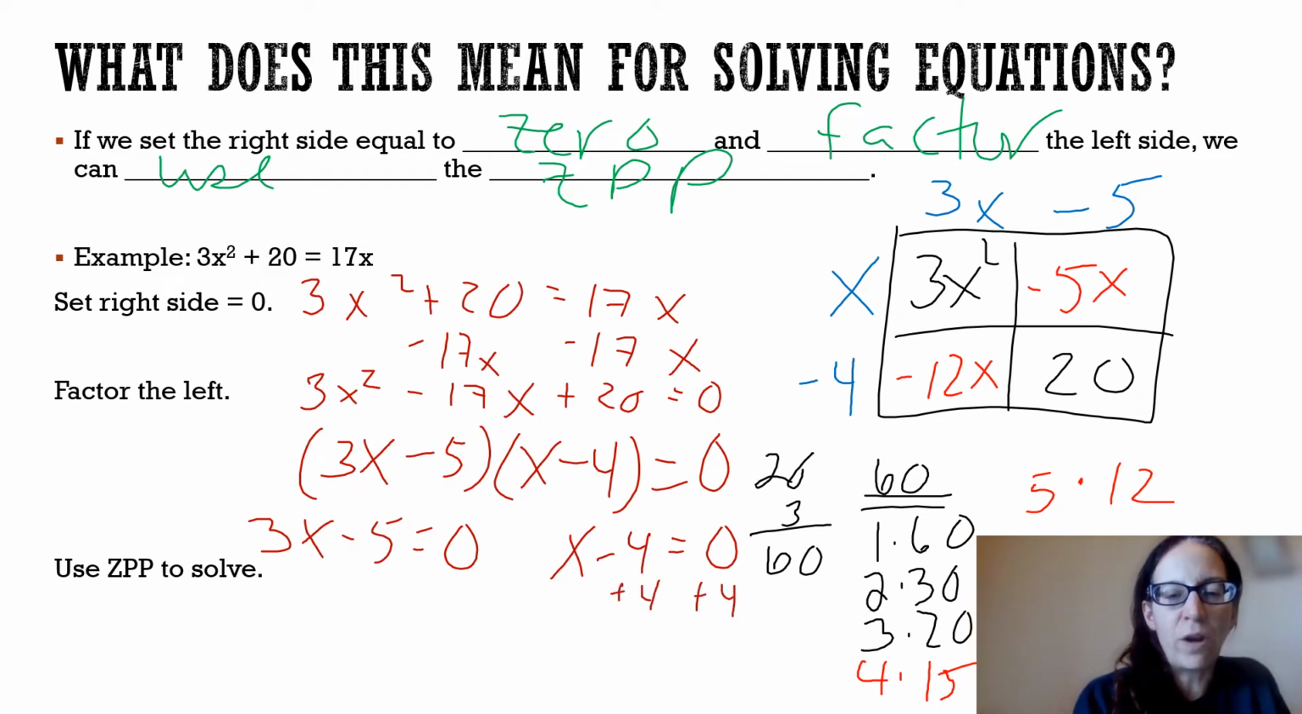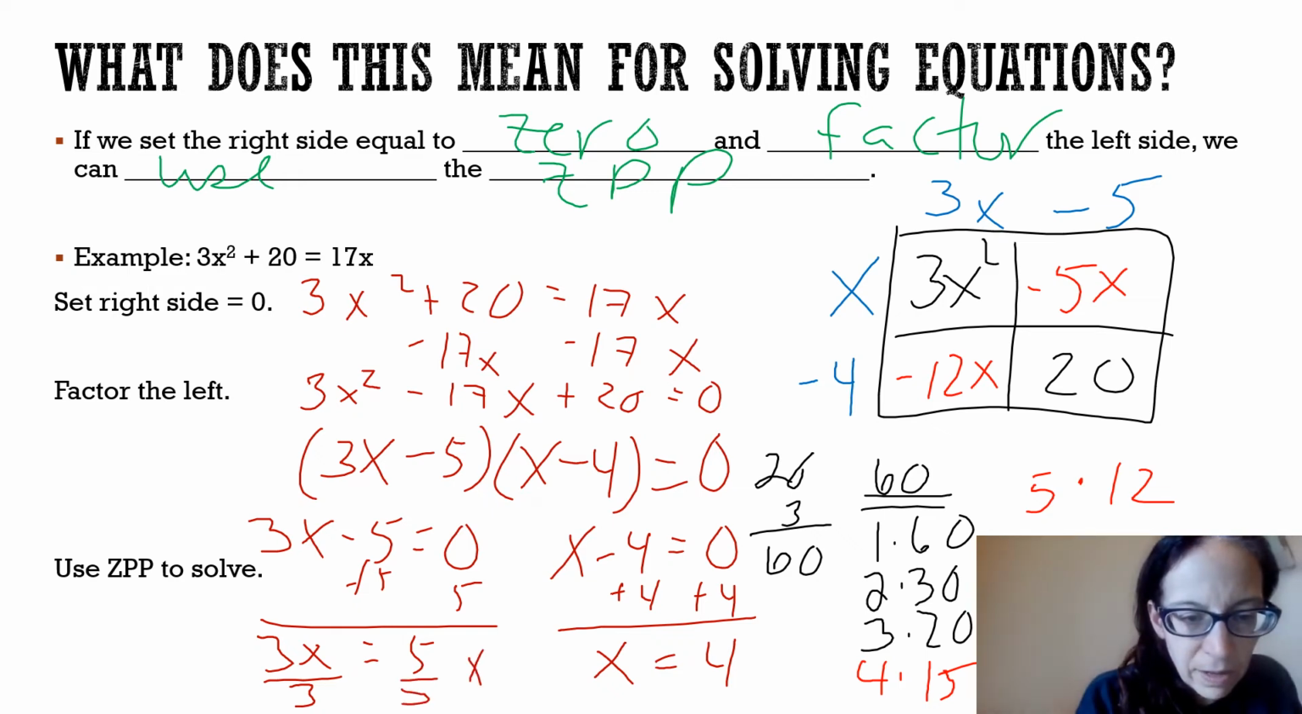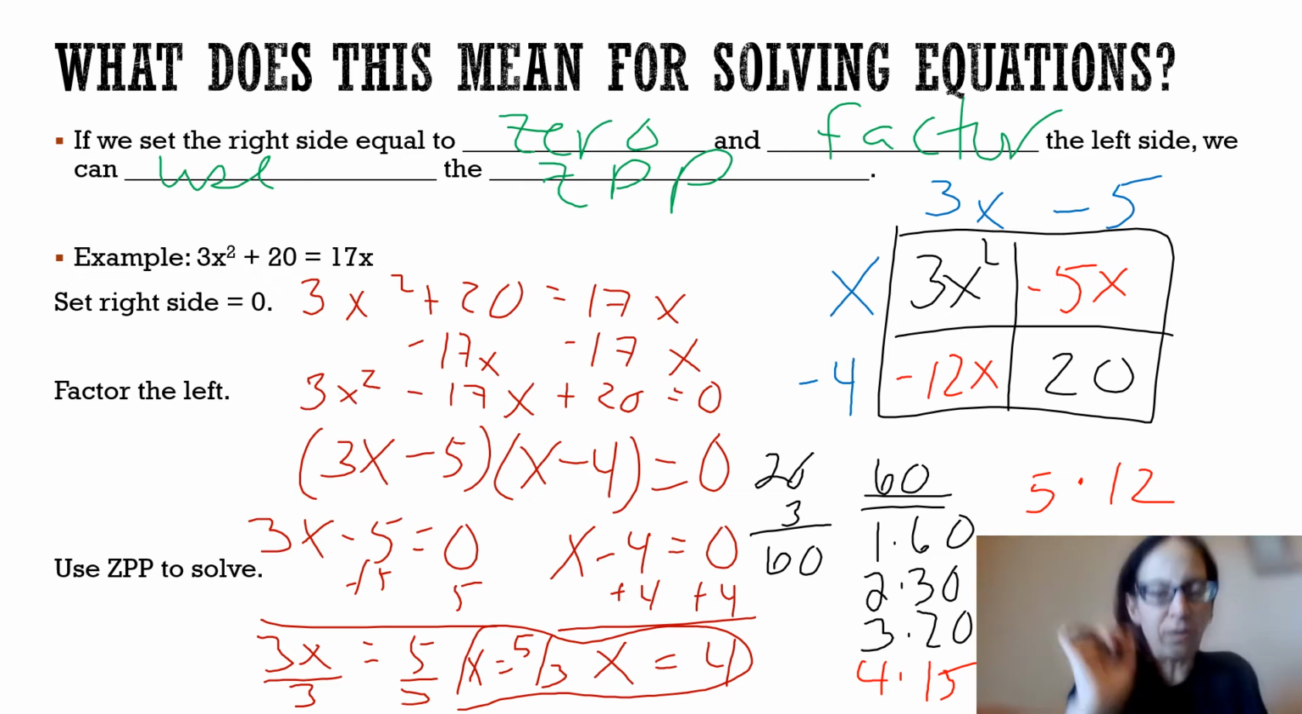So add 4. You do not have to write plus 4 plus 4. Okay, don't need to write it. On this one, we add 5. And so we get 3x is equal to 5. And then divide by 3. And I'm going to see if I can squeeze it in there. X equals 5 thirds. And there are my two answers. Leave it as a fraction.